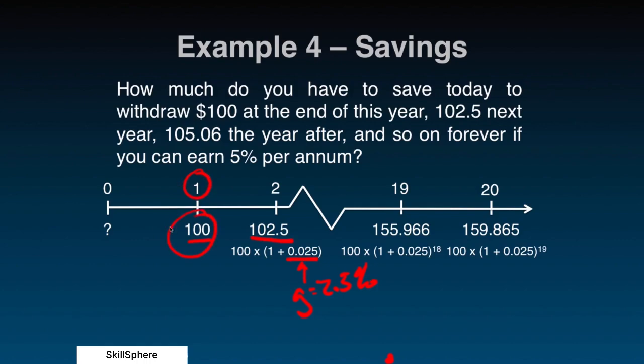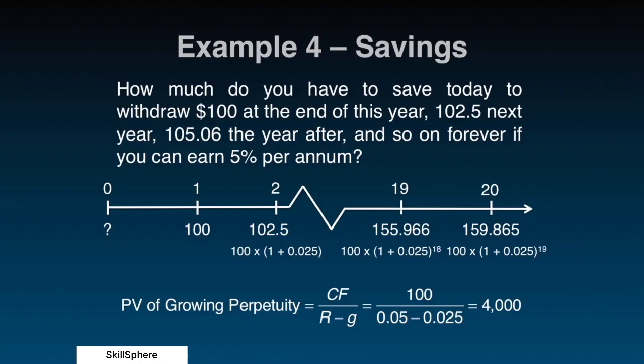There's our first cash flow. This goes on forever, and the spacing is equal. So this is a growing perpetuity to which we can apply our growing perpetuity present value formula. So we take the first cash flow, $100, divide it by the difference between the discount rate and the growth rate to get $4,000. In other words, if we have $4,000 today and it's earning 5% interest per annum every year thereafter, we can pull out $100 next year and have that amount grow by 2.5% every year thereafter.